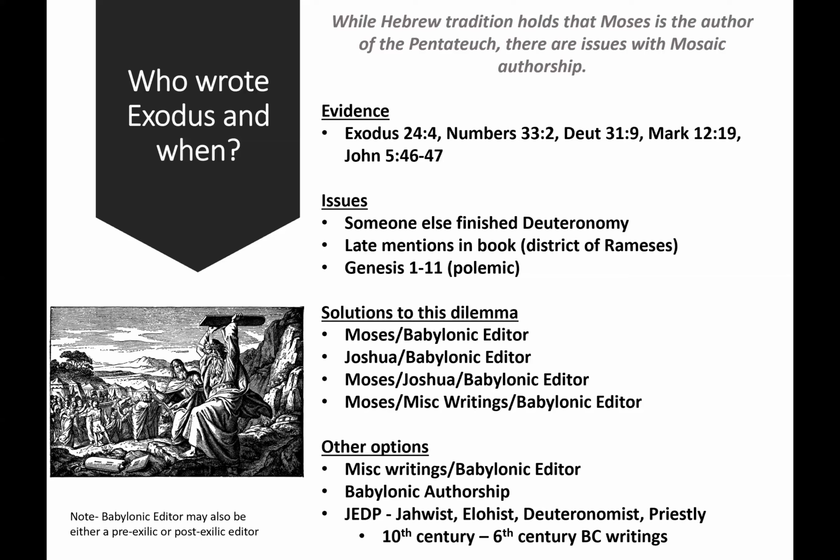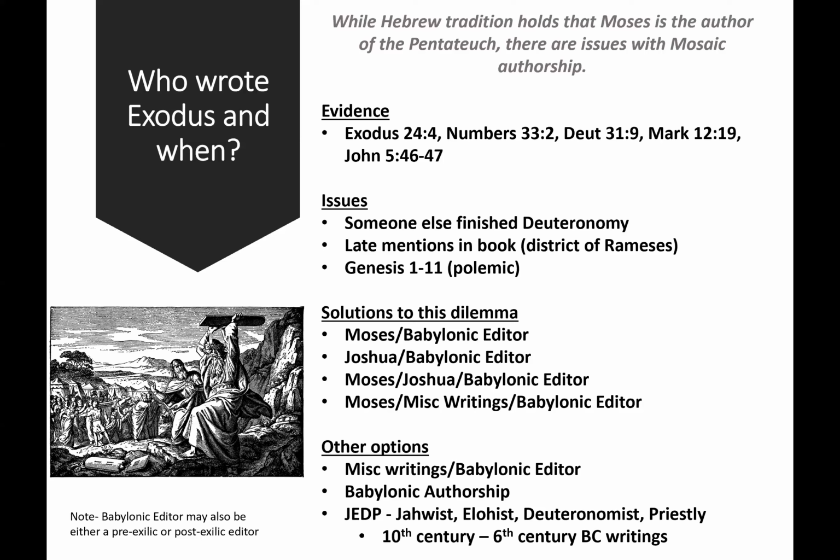Again, you could have Moses with some miscellaneous writings that were around, and then a Babylonian editor who compiles all these things and puts them all together into what we know as the Book of Moses. But there are some other options. There's some other controversy out there where other people think that there are just miscellaneous writings that were put together by an editor and then attributed to Moses.